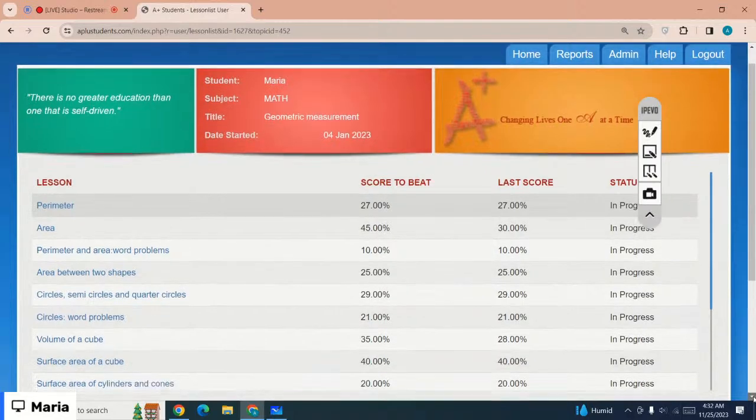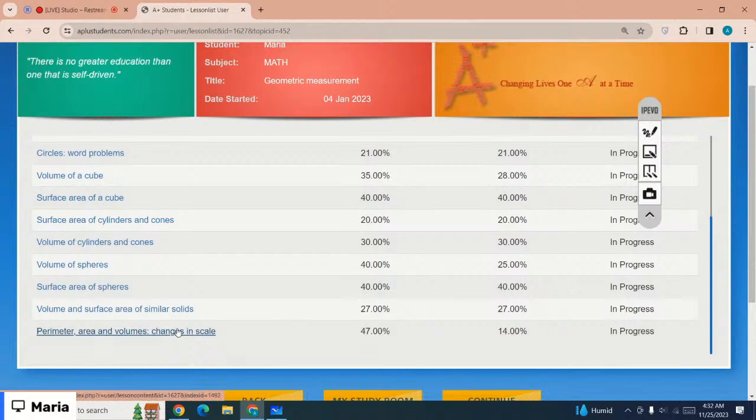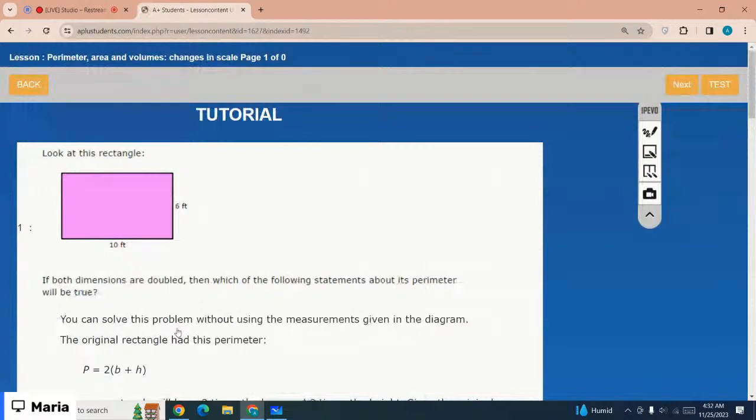Okay, so that is the last lesson from this chapter, perimeter, area and volumes change in scale. Look at the rectangle. If both dimensions are doubled, which of the following statements about its perimeter will be true? You are given the measurements of the rectangle. You have to see what happens if you double their dimensions, right? So the perimeter of the rectangle is 2 times breadth plus height, right?